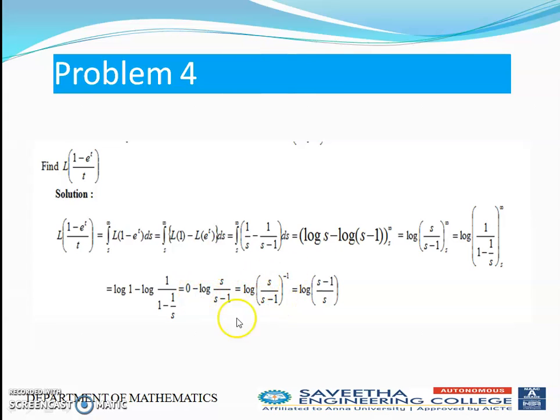Here we have 1 minus. Then take the reciprocal, we get log of s minus 1 divided by s form. So for this, when 1 by t is given, we can take it that the log function must be present in the integrations.